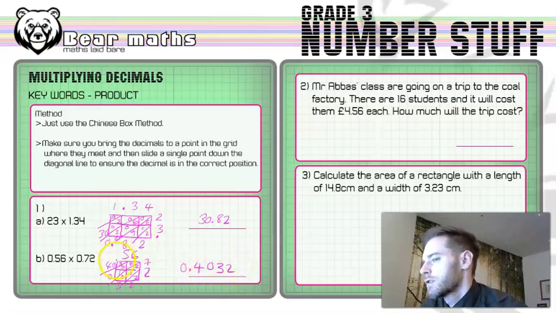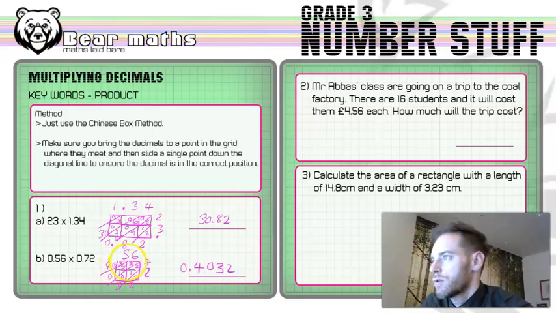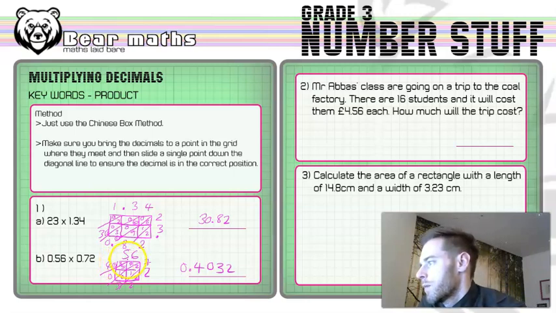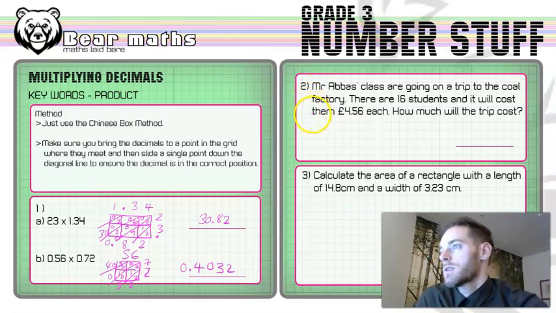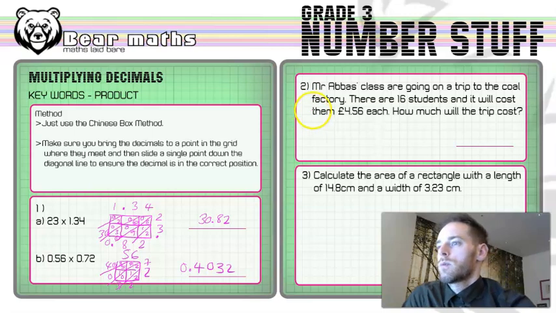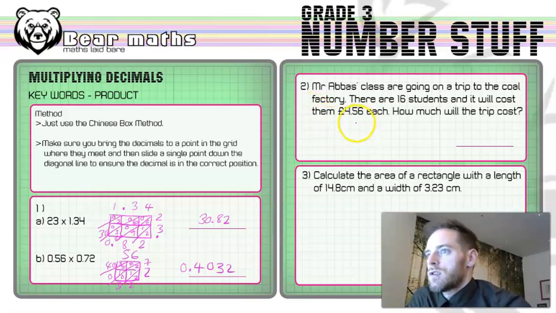Okay, so that's a slight adaptation on how you could do one of these questions when you've got those decimals. Now in question 2 we've got some words, and we've got to interpret those words and figure out what we need to do to answer the question. Mr. Abbas's class are going on a trip to the coal factory. Lucky children. There are 16 students and it will cost them £4.56 each. How much will the trip cost in total?